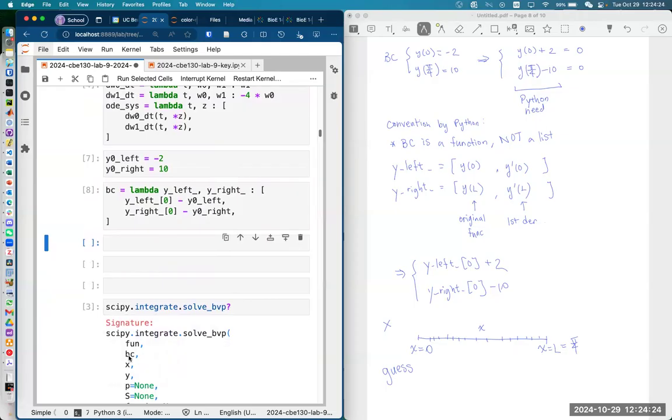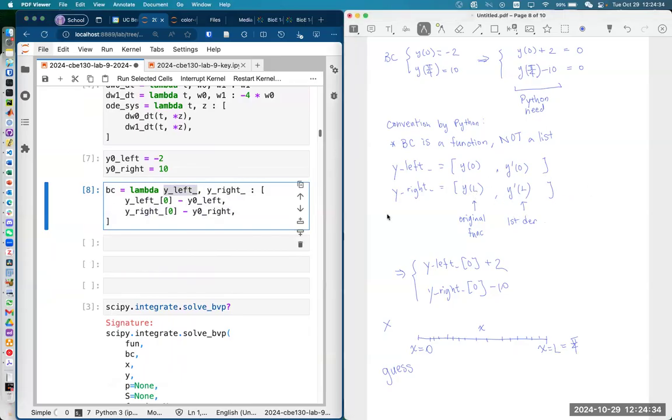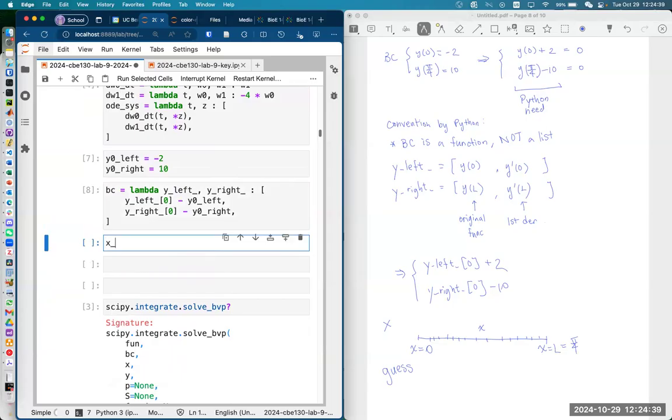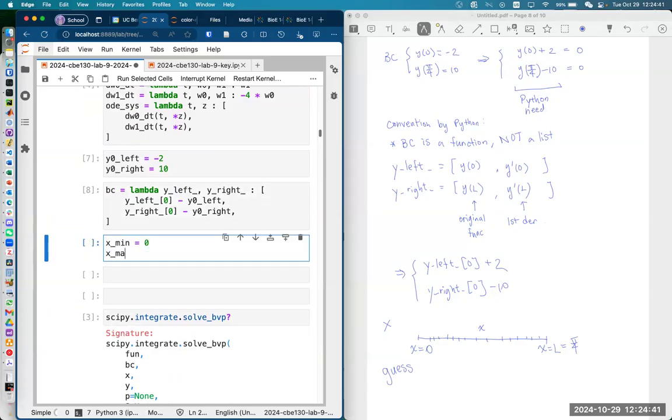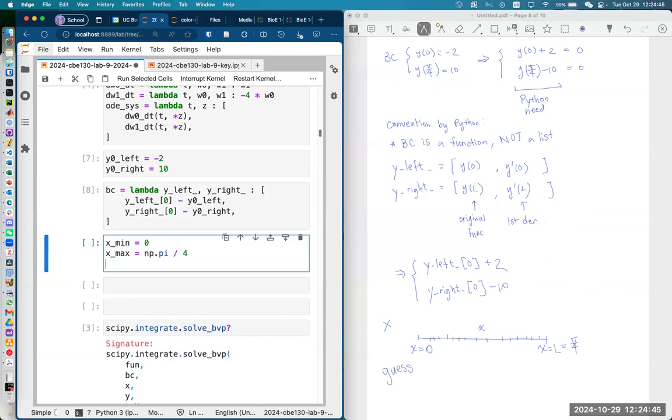So this is the hardest part of this lab. It's what's different from the self IVP. We define the boundary condition as a function with these conventions. And then we define the x, the interval. So x minimum is 0. X maximum is pi over 4. So np dot pi divided by 4.